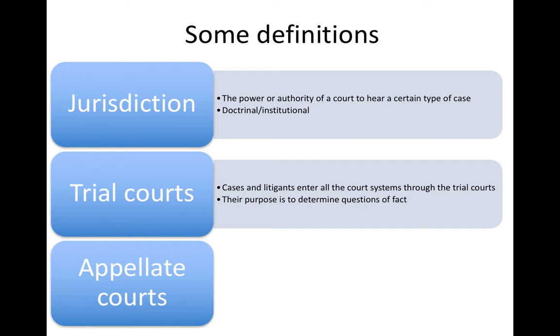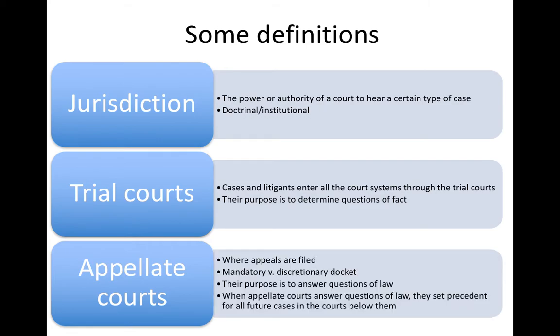So the second form of court that I think it's important that we get on the table is what are called appellate courts. Appellate courts are where appeals of trial court decisions are filed. And there's a distinction here between a mandatory versus a discretionary docket, and this refers to the ability for an appellate court to hear a case. And so the purpose of the appellate court is not to answer questions of law.